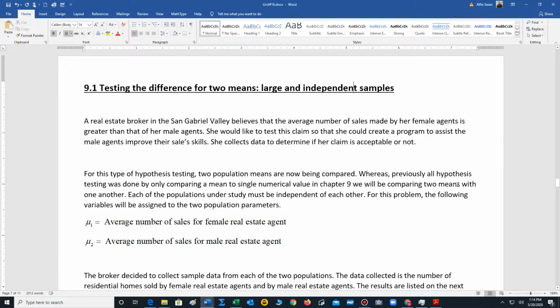Okay, we are now in section 9.1. We're testing the difference for two means for large and independent samples. So we'll start off with the problem.